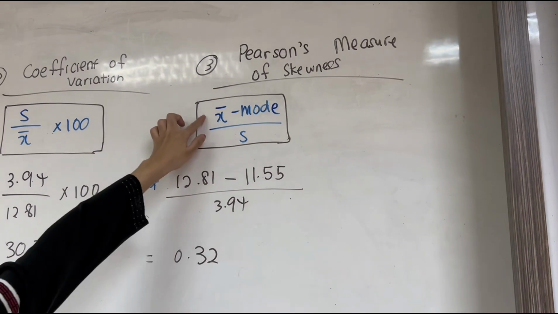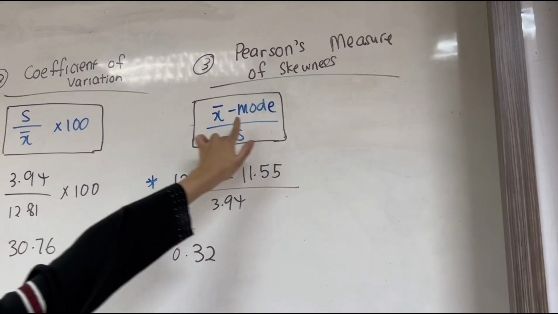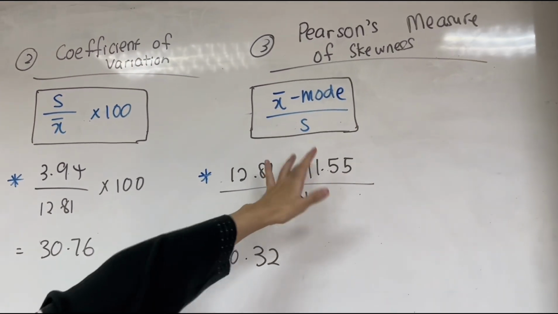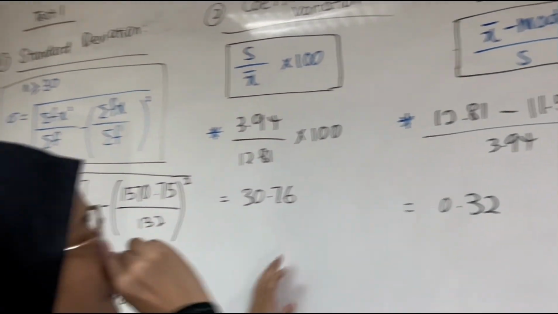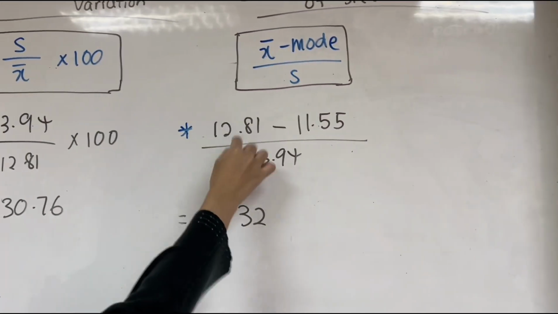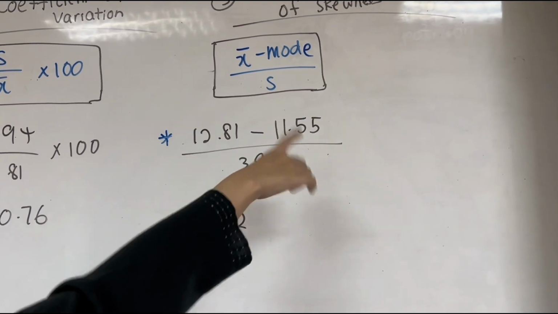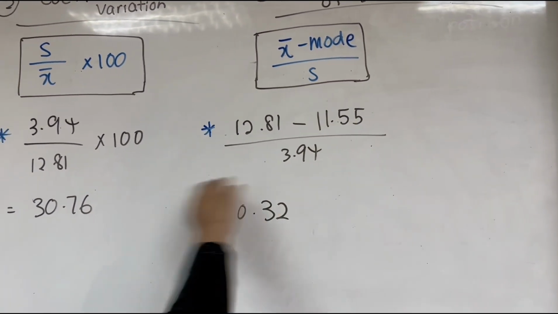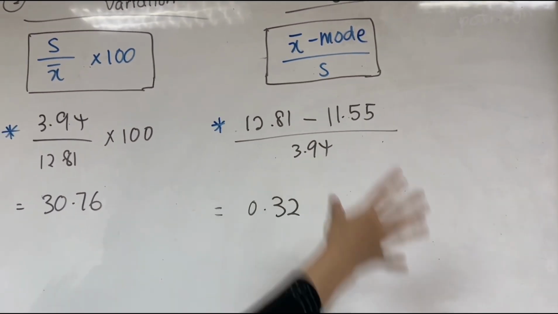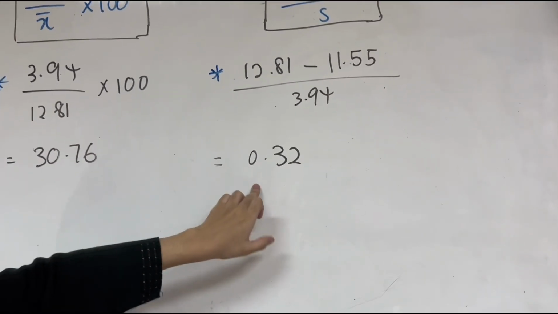Okay, so we use this formula: mean minus mode, divided by standard deviation. Okay, we use the value of the mean 12.81 minus 11.55, the value of the mode, and we divide by the standard deviation 3.94 and we get 0.32.